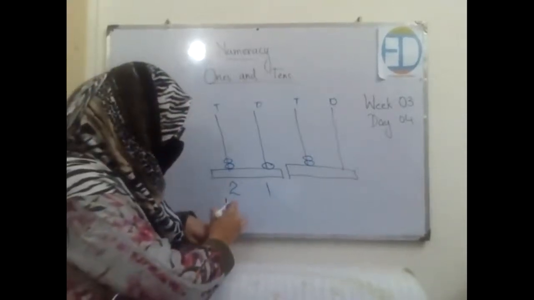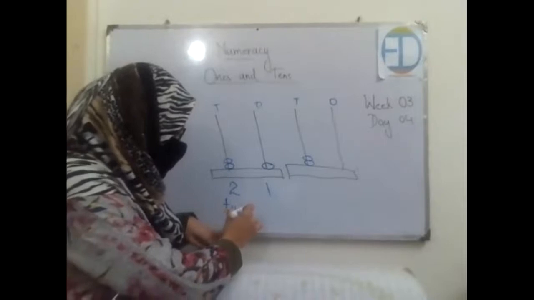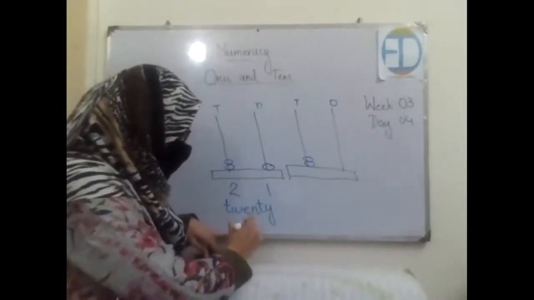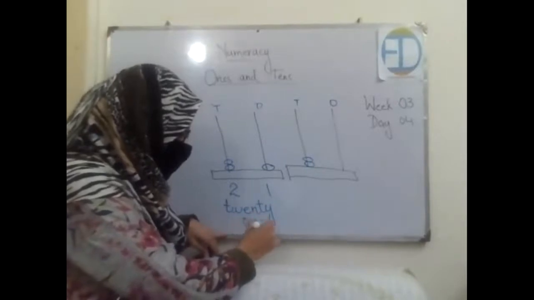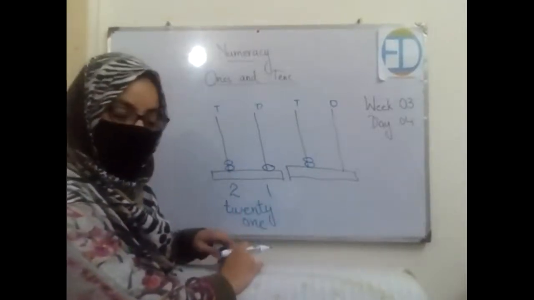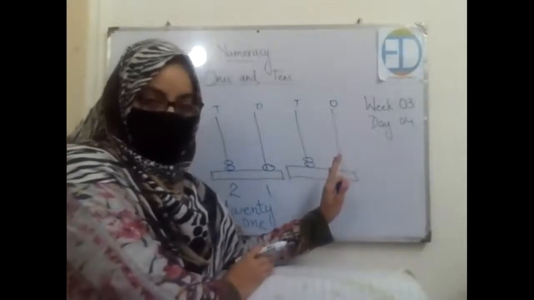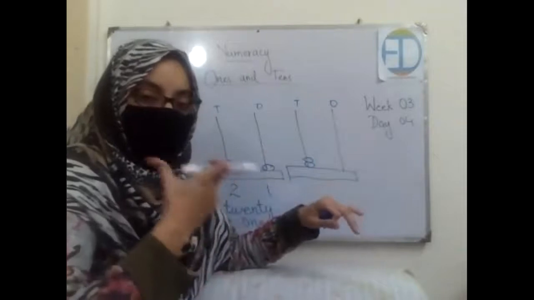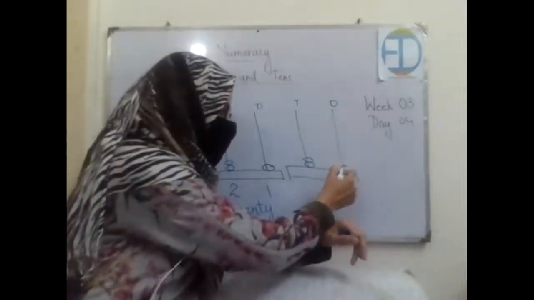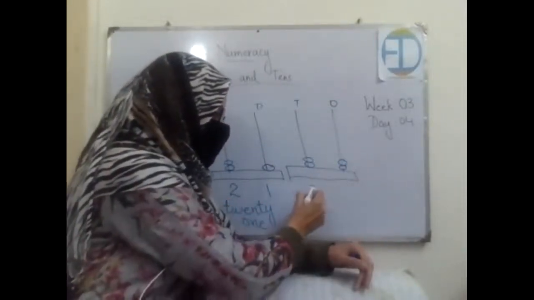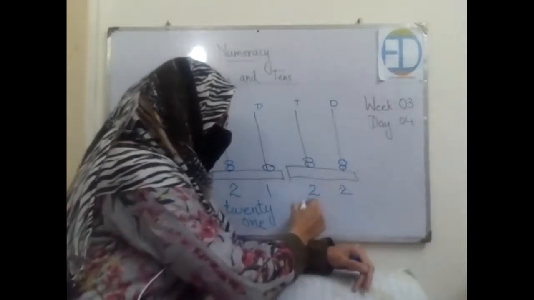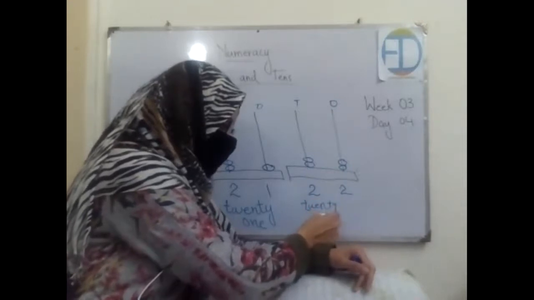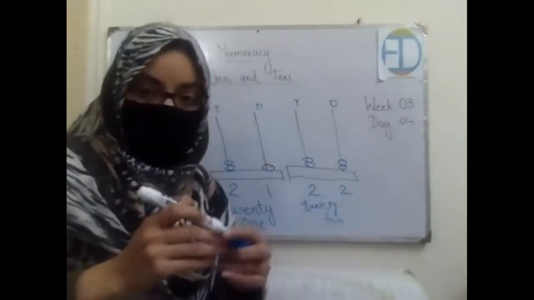And how can we write 21 in the form of words? TWENTY, 20. ONE, 21. Now let's move on this side. We already have 2 on the tens side. And if we want to write 22, how many beads do we need to add on this side? 2. So 2 and 2 equals 22. Right? Is this easy? Okay, perfect.